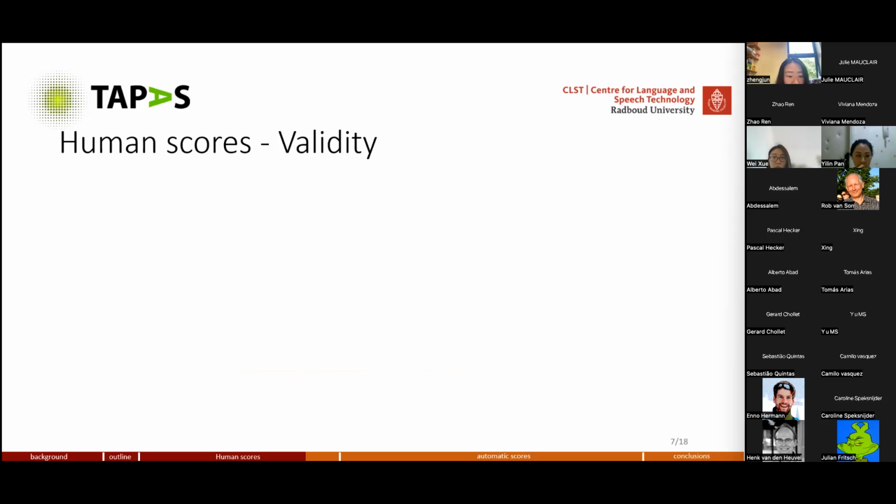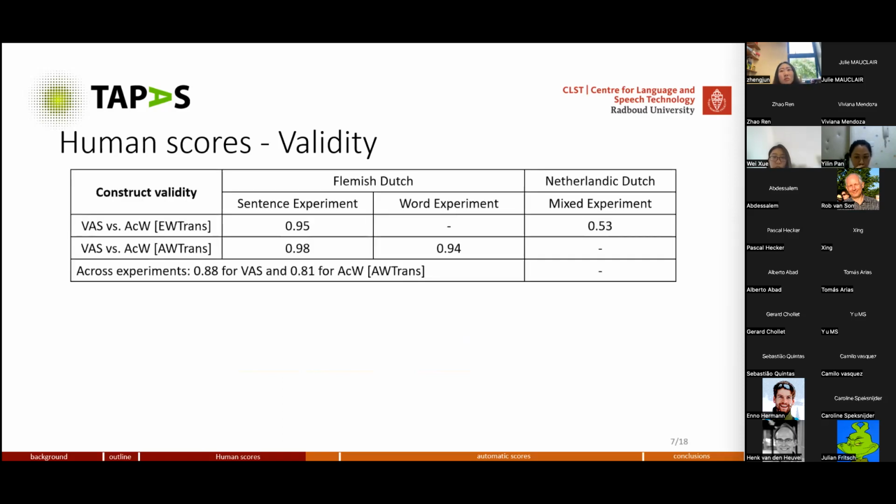Following the analysis of reliability, we also analyze construct and concurrent validity of the measures. Here I present only the construct validity, which was studied by computing the correlation between the two measures in each experiment and also across experiments. As you can see from the table, fuzz and accuracy of words from both forms of transcriptions showed very strong correlations.